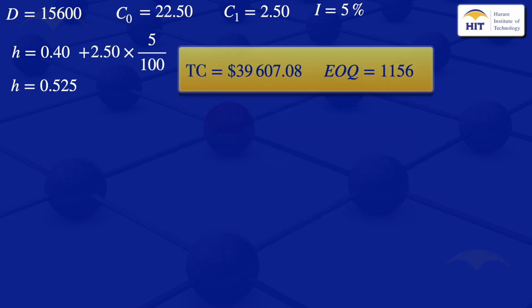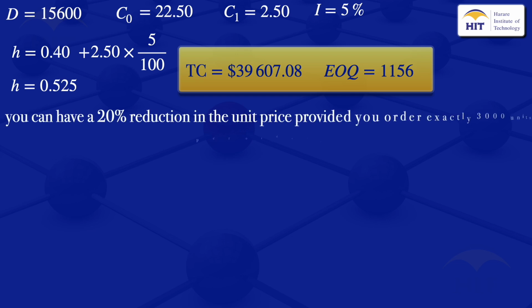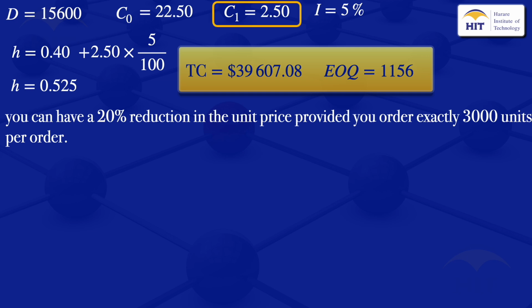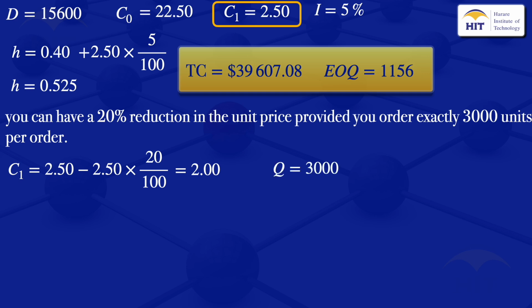Now suppose that you can have a 20% reduction in the unit price provided that you order exactly 3,000 units per order. So this 20% reduction will affect the value of the purchasing cost, the C1, which is $2.50. So if we have a 20% reduction, our new C1 will be equals to $2.50 minus $2.50 times 20 over 100. And it will give us $2. And here, the Q that we are supposed to use is this 3,000, because we are saying you should order exactly 3,000 units to get that 20% reduction. So we have our Q is equals to 3,000.